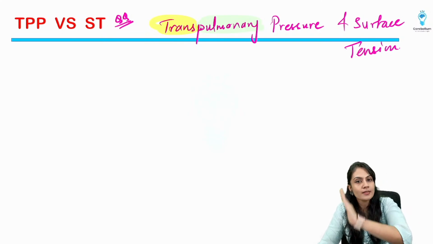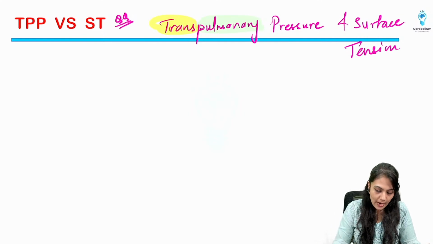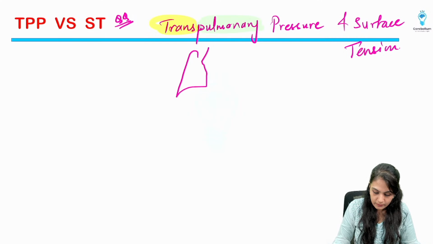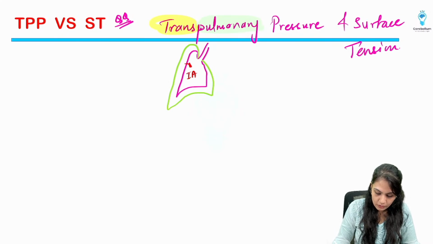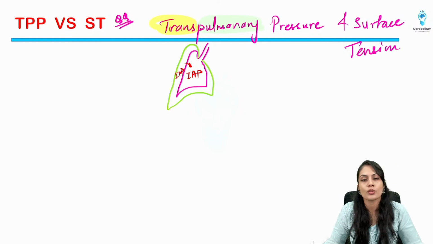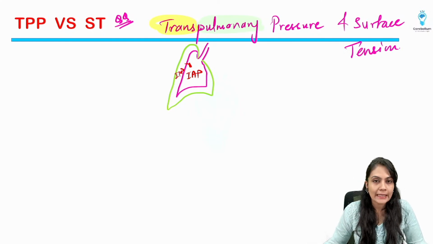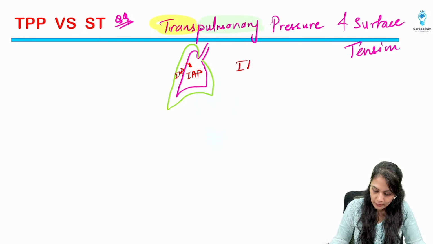Inside the lung, we do have alveoli. And how am I going to calculate it? Suppose this is the lung and this is the parietal pleura, isn't it? Just inside it is the intra-alveolar pressure, and just adjacent to it is the intrapleural pressure. In minus out, that means I'm going to calculate it as intra-alveolar pressure minus intrapleural pressure.